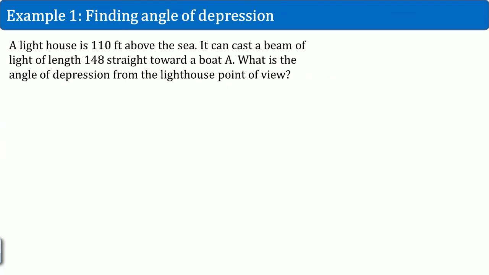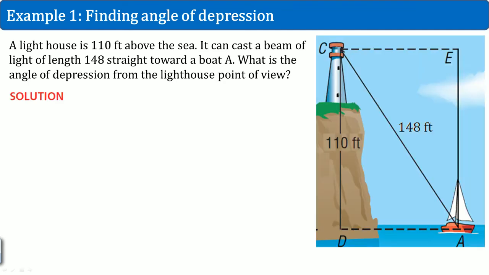Let's now look at the angle of depression. A lighthouse is 110 feet above the sea. It can cast a beam of light which is 148 feet straight down towards the boat A here. What is the angle of depression from the lighthouse's point of view? The angle of depression is this theta here.